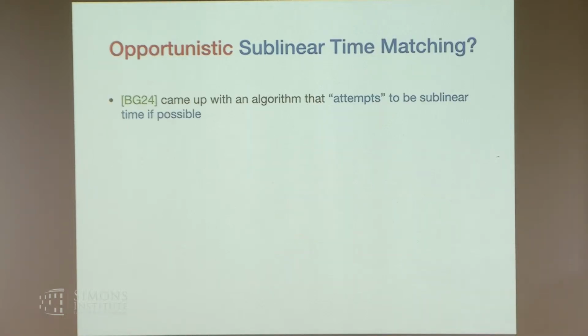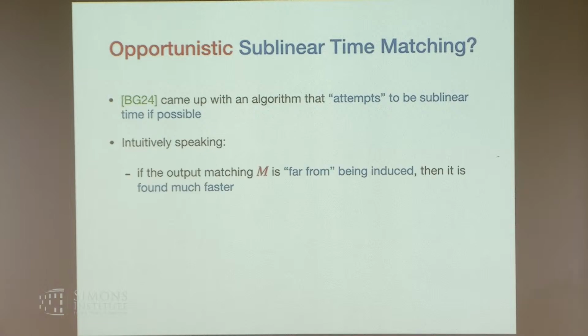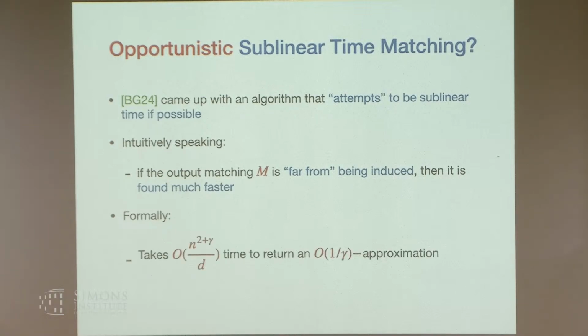And what Sohail and Almo come up with is an algorithm that tries to be sublinear time, in the following sense. If it can output a matching which is far from induced, so a matching very different from that hard instance, then it is going to run in sublinear time. But if it cannot find such a matching, if your graph, for instance, doesn't have a large induced matching, then it is going to take as much time as needed. Basically, the runtime of the algorithm is roughly like this.